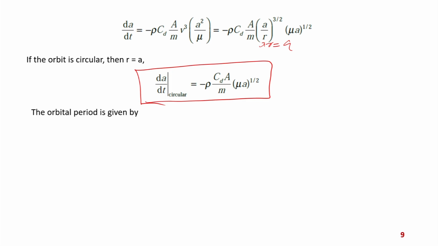Now, the orbital period is given by tau equal to, so this also you have seen, this is the time taken by a satellite to complete one revolution. So this is given by this expression.